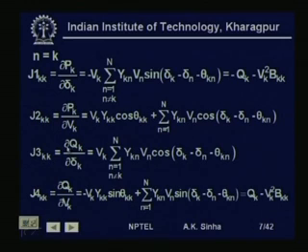For J3kk, that is the diagonal elements of the J3 submatrix, ∂Qk/∂δk is given by Vk times the summation from n = 1 to N, n not equal to k, of Ykn Vn cos(δk − δn − θkn).